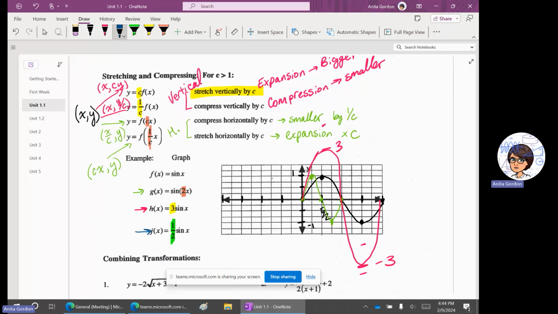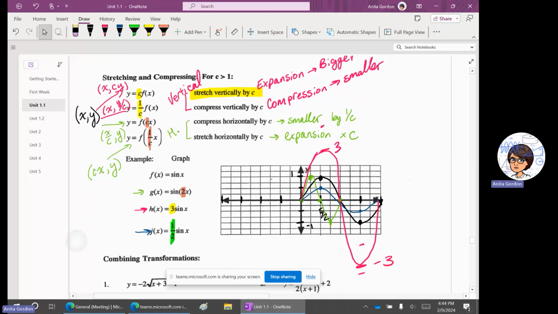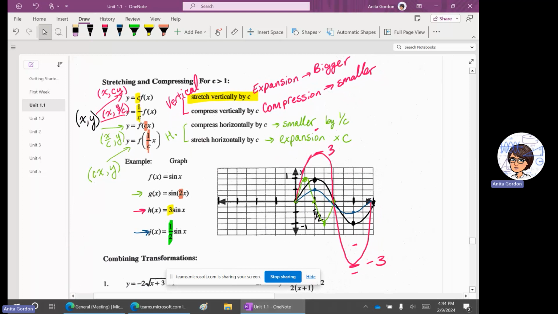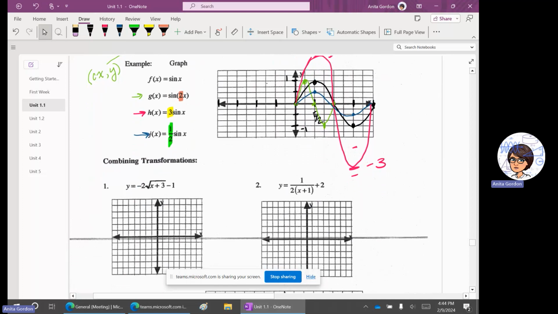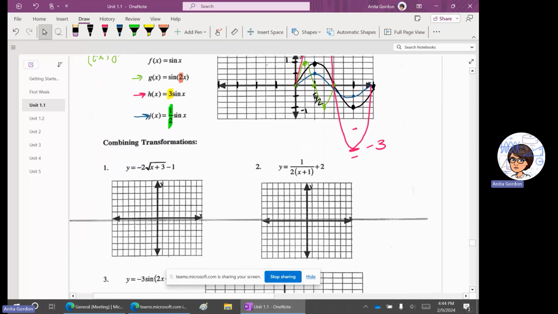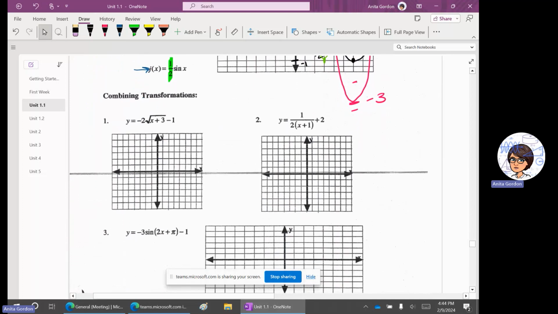So I'm taking my values at 1, the peaks, and I'm bringing them down by 1/2. So my wave is shallower, but my x's are unchanged. So that's a review on the stretches and compressions. So in the last little bit here, I'm going to do some examples of combining transformations. I'm going to use a mapping notation in order to help us.